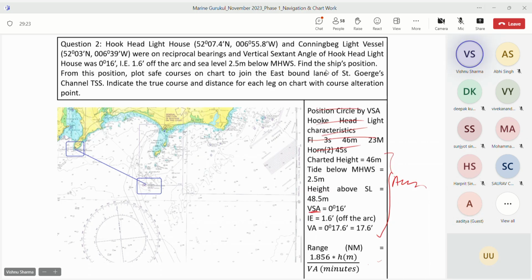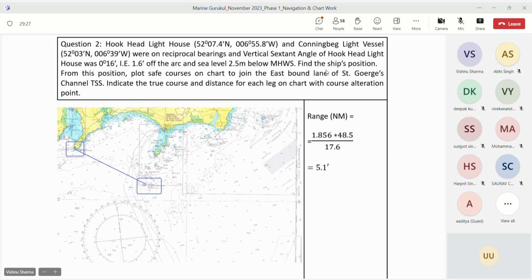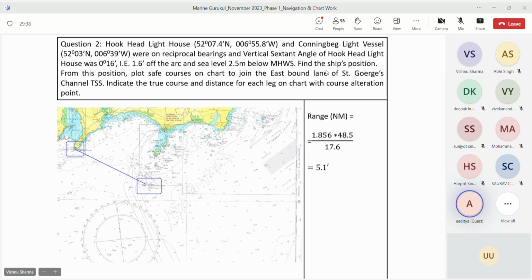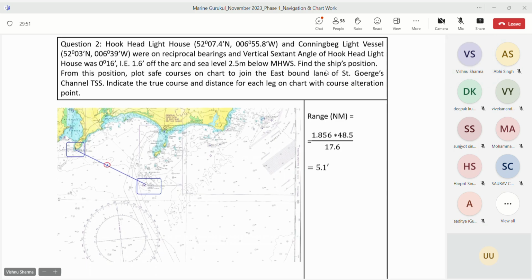Is the working on the answer sheet clear now related to this question? Any questions on the working that has to be on the answer sheet? Go for accuracy. Clear? Now what will you do? You'll take your compass, open it 5.1 miles on the latitude scale, go to Hook Head light, put it on the Hook Head light, and cut on this PL. And you get this fix of the vessel.